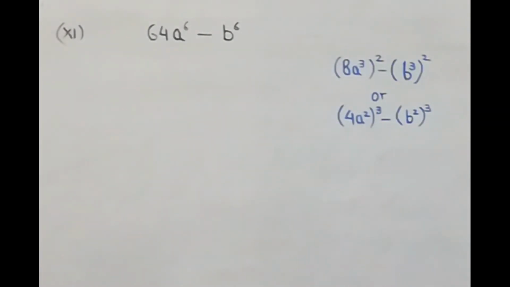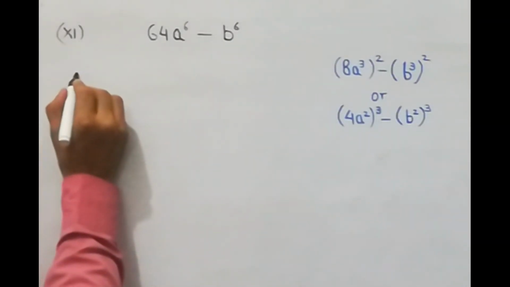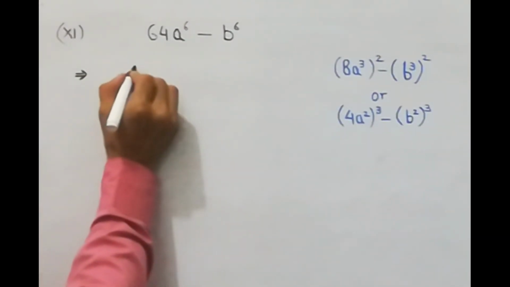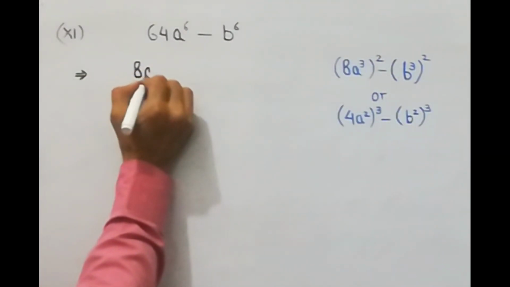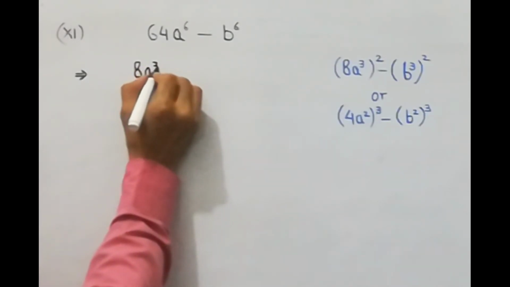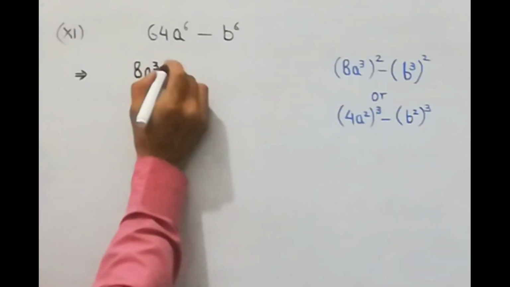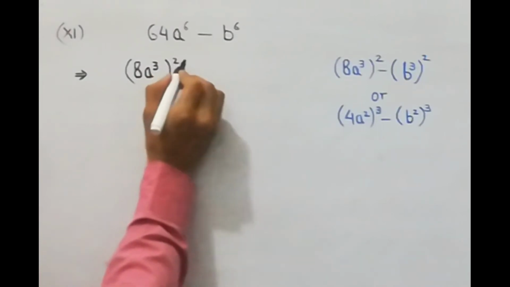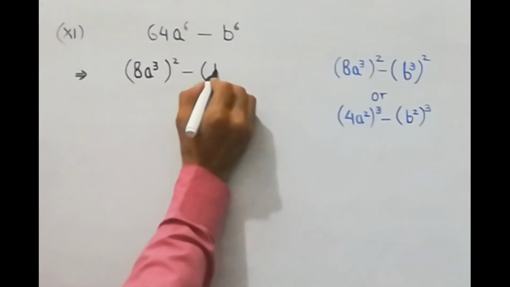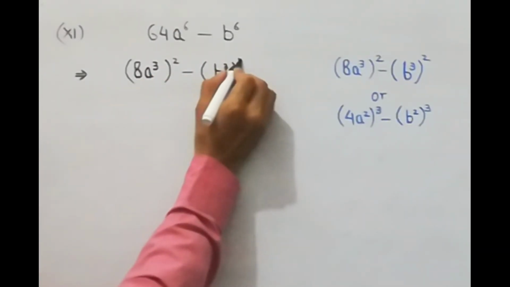So here we have two options. Either convert them into difference of two squares or difference of two cubes. So whenever we get such a condition, we will always go for difference of two squares. So this will give you 8a cube whole square minus b cube whole square.